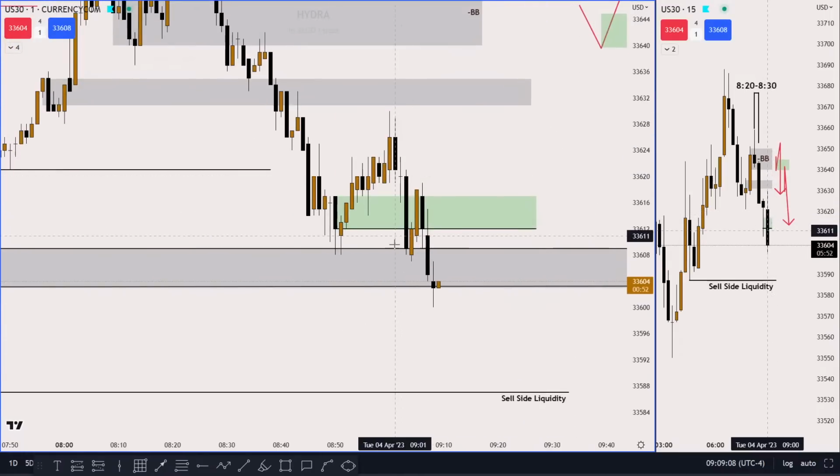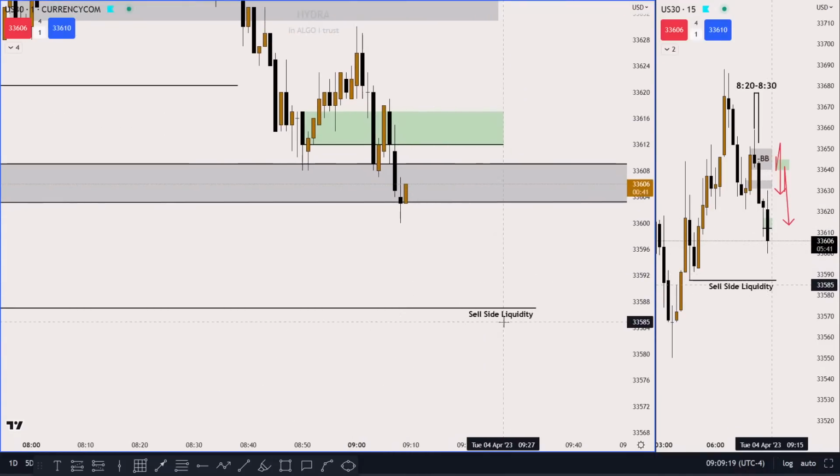Okay, so did you hear me say when price was retracing back to this order block? Did you hear me say that as price closed the candle's body below the order block, I want to see price remain heavy towards the downside, and I gave you a target, this sell side liquidity? That's how you learn.